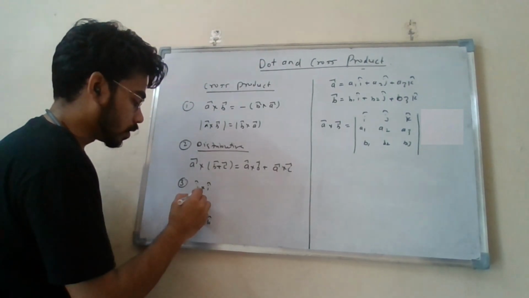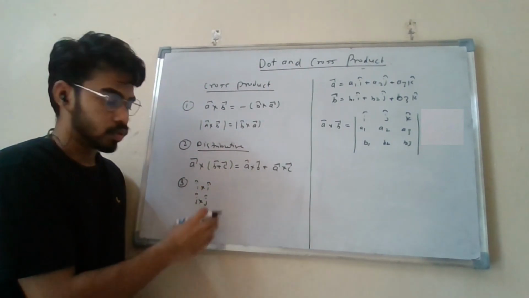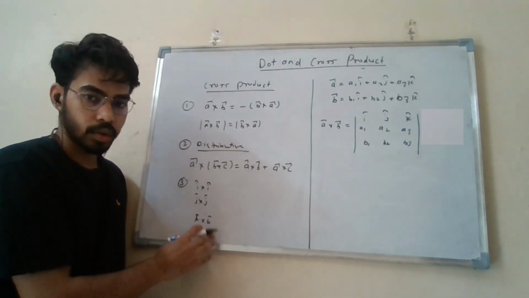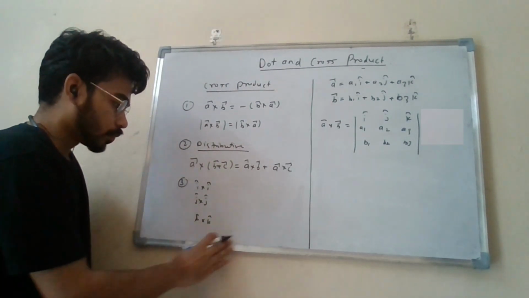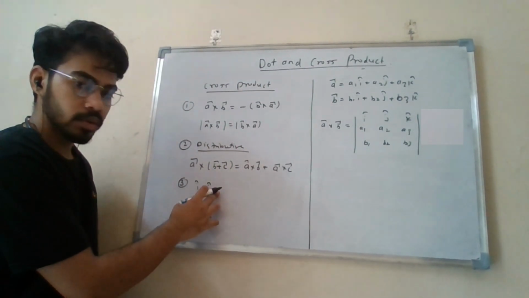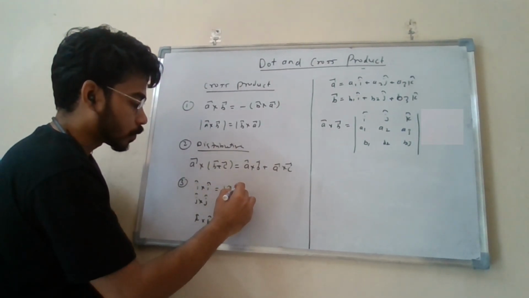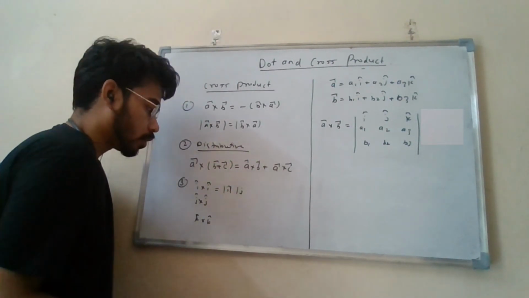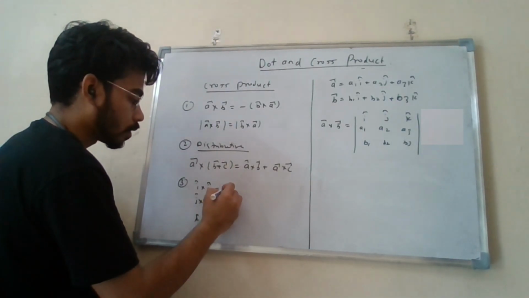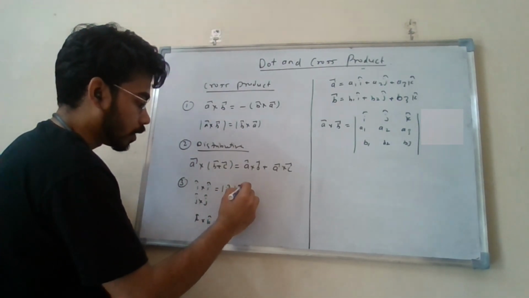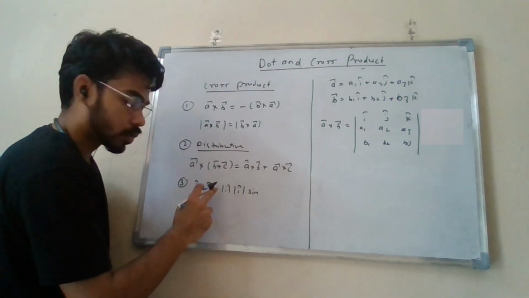My next property is I cross I, J cross J, K cross K. These are my unit vectors along I, J, K. You know that these are unit vectors along the X, Y, and Z axes. So, what is the value of I cross I? What is the formula of cross product? Mod of I, mod of I into sine theta, I cross I.